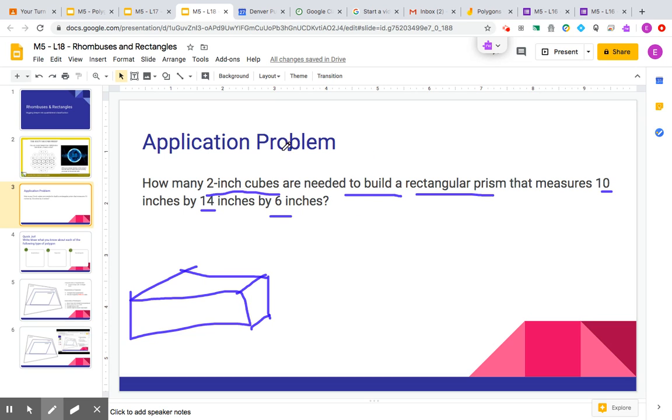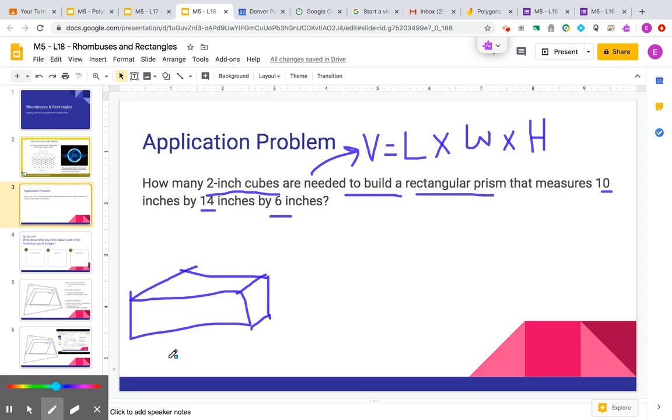Now, when I'm looking at this and it's talking about how many cubes are needed to build something, that tells me I'm looking for the amount of space this object is going to take up, which means I'm looking at its volume. And I know volume is length times width times height. So let's put our measurements into our diagram. I know my length is 10. I know that my width is 14. And I know that my height is 6.